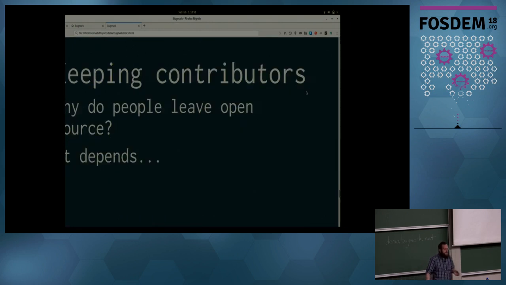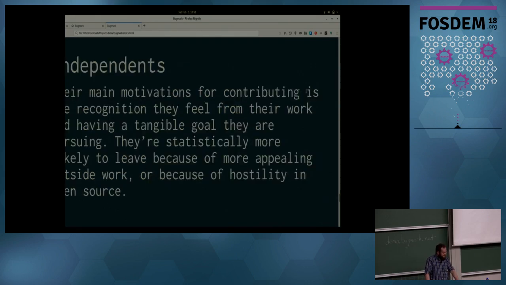For keeping contributors, that's another place where we can do better with better markets. When people quit open source, why do they leave? Well, it depends on what group of people you're talking about and what motivation they had to get into open source to begin with. The independents, people who are contributing because of the recognition they feel for their work, they're going to leave because of more appealing outside work.